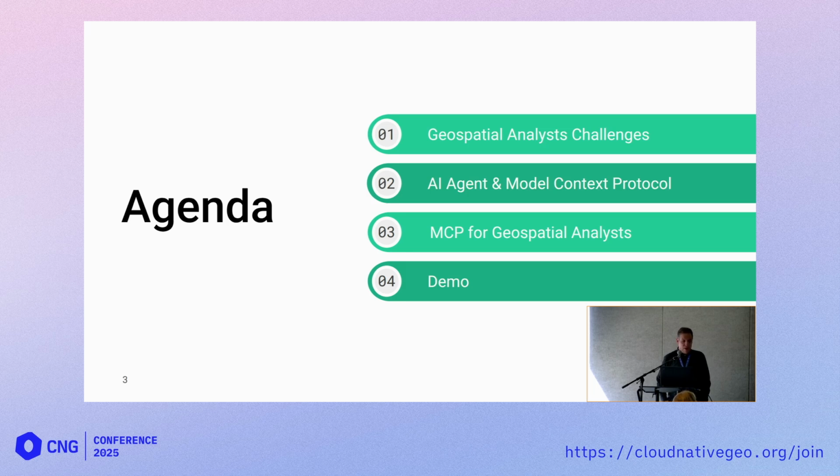So today, obviously I'm not a geospatial analyst. So today I'm going to go through the challenges you may face when you do geospatial analysis. I'm going to go over how AI agents and Model Context Protocol, MCP, can help with those challenges, and I'm going to also do a demo.